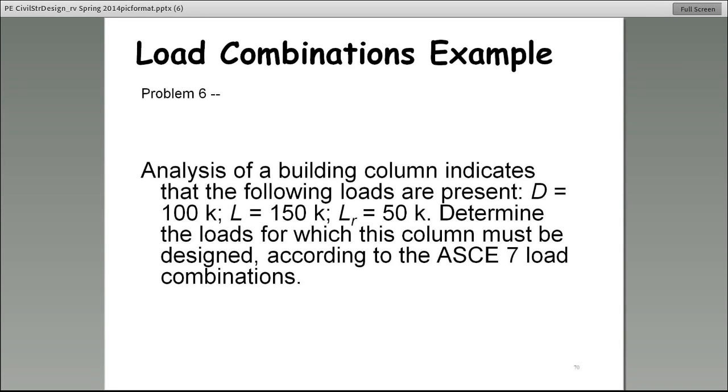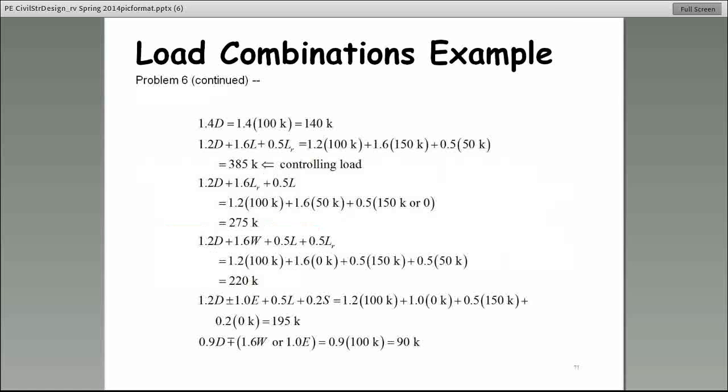Analysis of a building column indicates that the following loads are present. D is 100 kips. L is 150 kips. LR is 50 kips. These are the three numbers they give you. Determine the loads for which this column must be designed according to the ASCE 7 load combinations. Guys, I don't care if you have never designed anything or not looked at these equations since you left college because you're specializing in some other area other than structures. However, let me show you how this works.